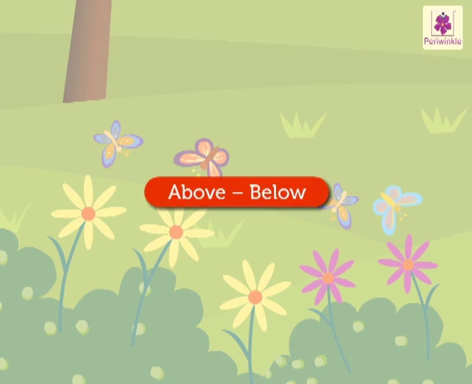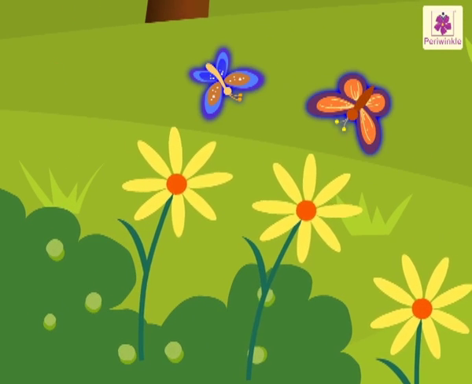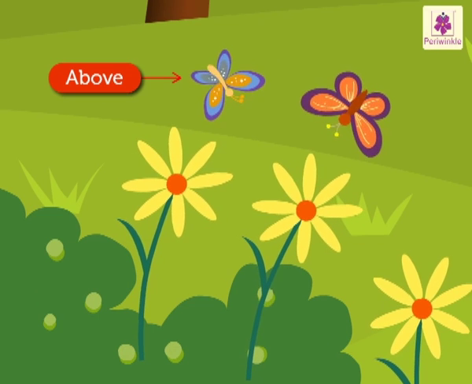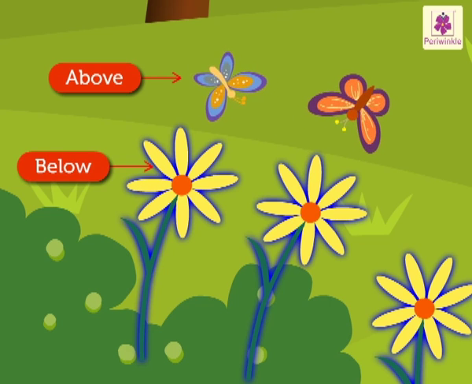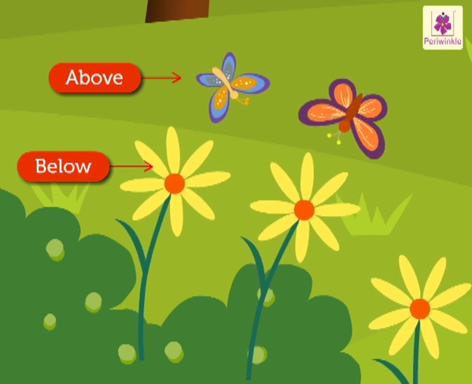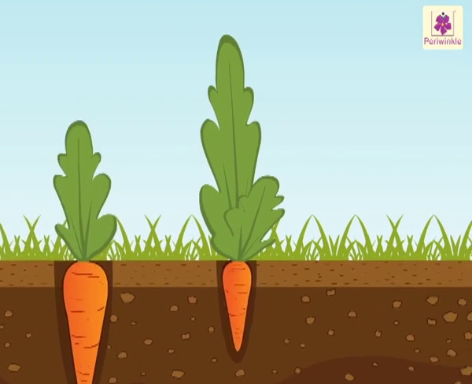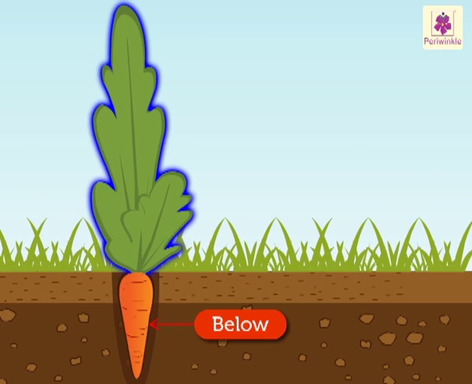Above, below. Look, the colorful butterflies are above the beautiful flowers. And the flowers are below the butterflies. Hey, can you see these carrots? They grow below the ground. And their leaves grow above the ground.